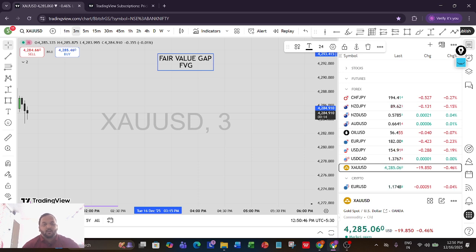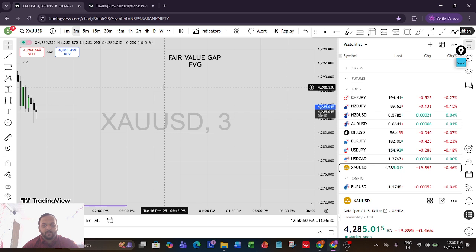Today we are going to talk about what is fair value gap and what is the importance of fair value gap, that we call as FVG. Okay, so what is fair value gap? Fair value gap is formed using three candles, three consecutive candles. Okay, I will tell you.